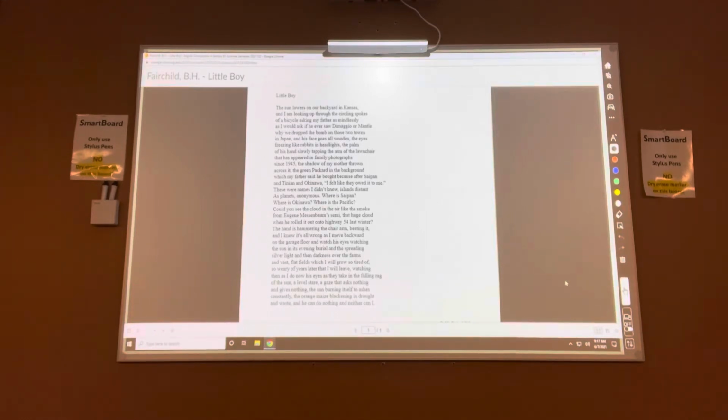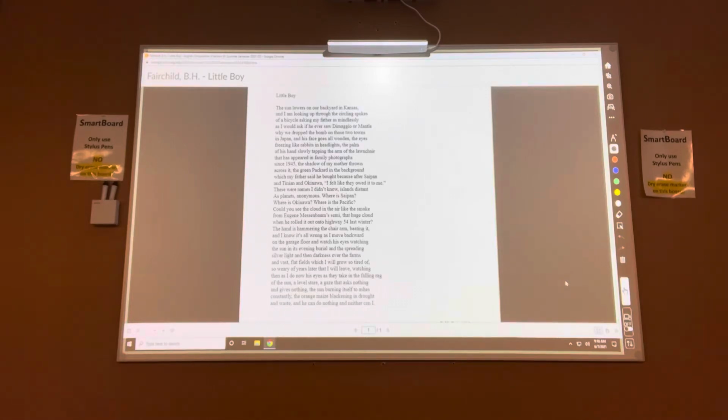The sun lowers on our backyard in Kansas, and I am looking up through the circling spokes of a bicycle, asking my father as mindlessly as I would ask if he ever saw DiMaggio or Mantle, why we dropped the bomb on those 2 towns in Japan. And his face goes all wooden, the eyes freezing like rabbits in headlights, the palm of his hand slowly tapping the arm of the lawn chair that has appeared in family photographs since 1945.